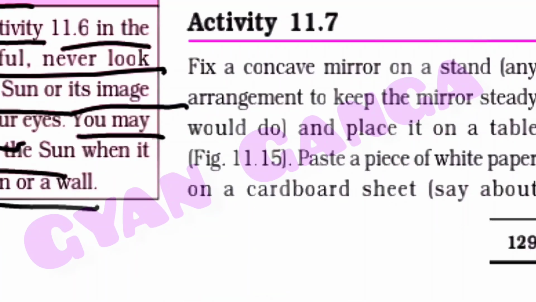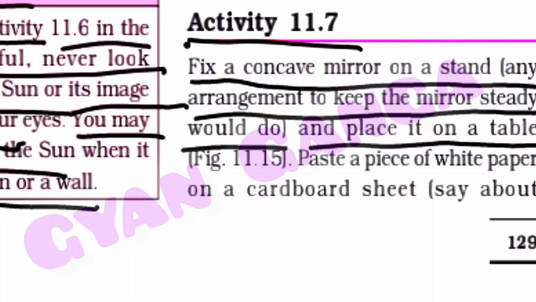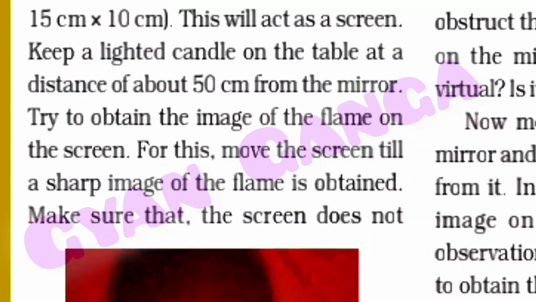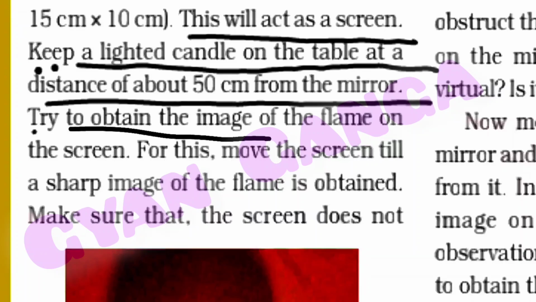Activity 11.7. Fix a concave mirror on a stand, or any arrangement to keep the mirror steady would do, and place it on a table. Paste a piece of white paper on a cardboard sheet, say about 15 centimeters by 10 centimeters. This will act as a screen. Keep a lighted candle on the table at a distance of about 50 centimeters from the mirror. Try to obtain the image of the flame on the screen.